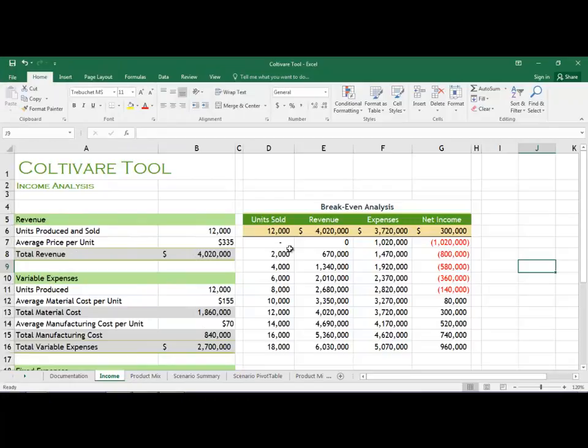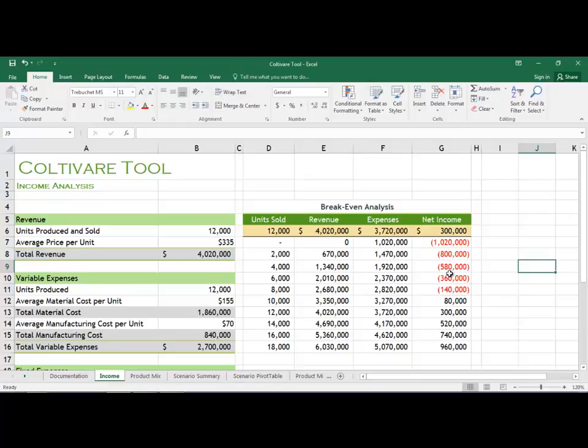So in the last video, we built this data table here for our break-even analysis. And we'll see that there are columns here: units sold, revenue, and expenses. And then we also have net income. It's really important to understand that when we do a break-even analysis, we're only looking to measure the revenue and expenses and where those lines cross. If you add in the net income, that's really not part of a break-even analysis.